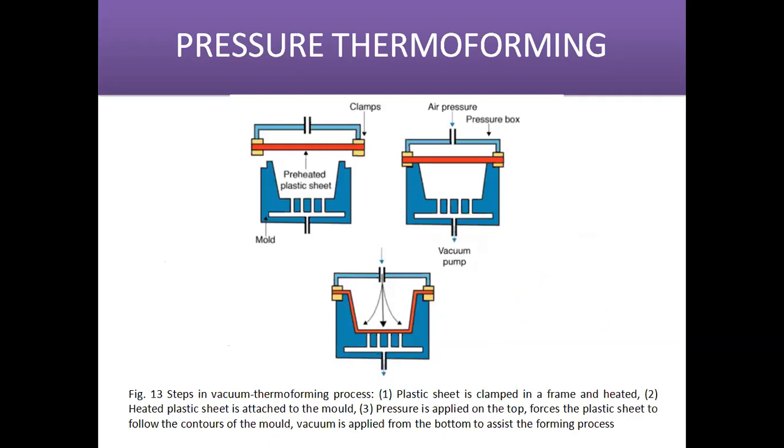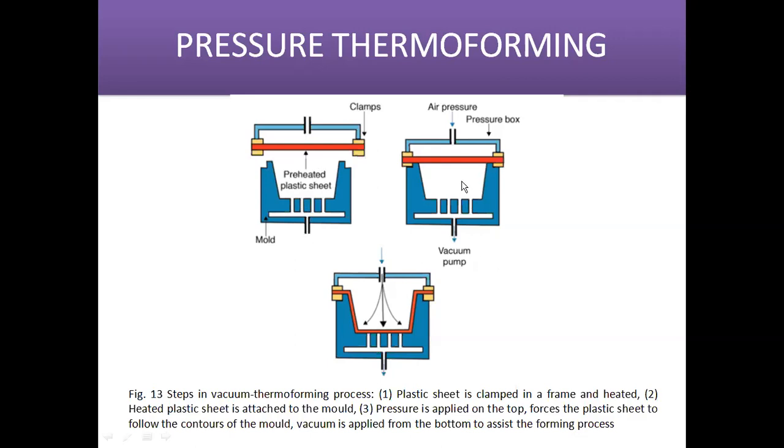Next is the pressure thermoforming. In the pressure thermoforming, we use both pressures, meaning we use air pressure as well as vacuum pressure. So in the pressure thermoforming, at first, similar to the previous process, the plastic material is clamped and then heated, and after the plastic material is softened, air is supplied, so that air pressure is applied on the plastic material, and at the same time vacuum is drawn with the help of the vacuum pump.